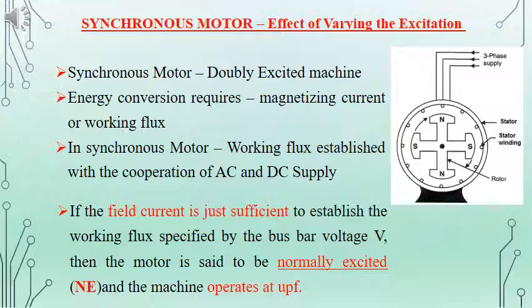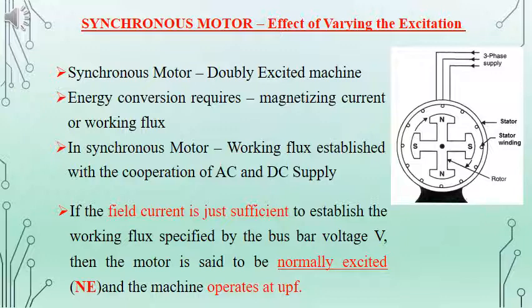And if the flux that is produced is just sufficient for this magnetic locking, then we can say it is normally excited and the machine operates at UPF or unity power factor condition.